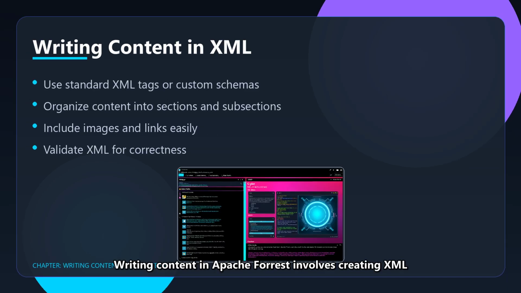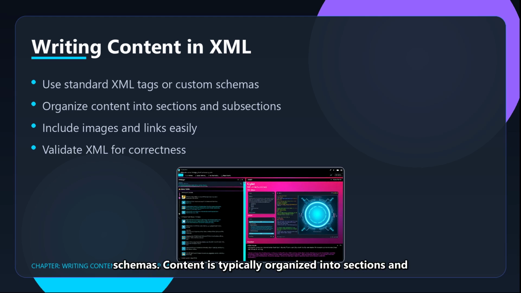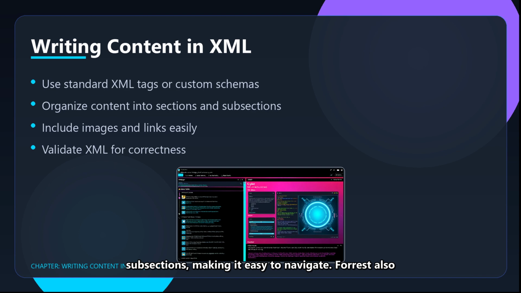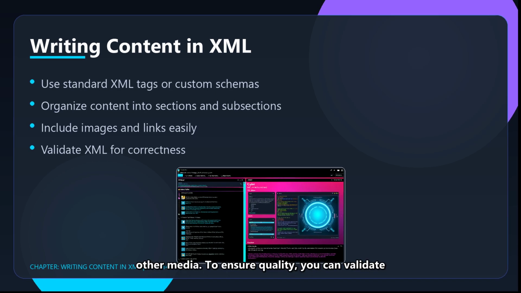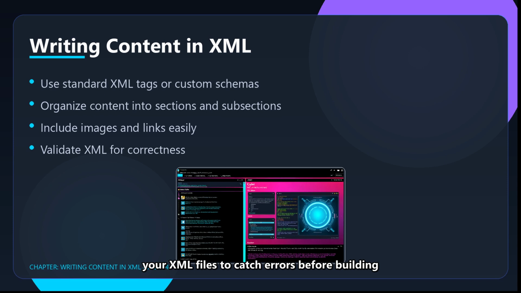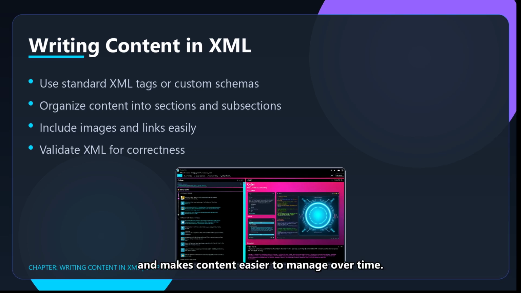Writing content in Apache Forrest involves creating XML files that follow either standard tags or custom schemas. Content is typically organized into sections and subsections, making it easy to navigate. Forrest also makes it simple to include images, links, and other media. To ensure quality, you can validate your XML files to catch errors before building your site. This structured approach helps maintain consistency and makes content easier to manage over time.